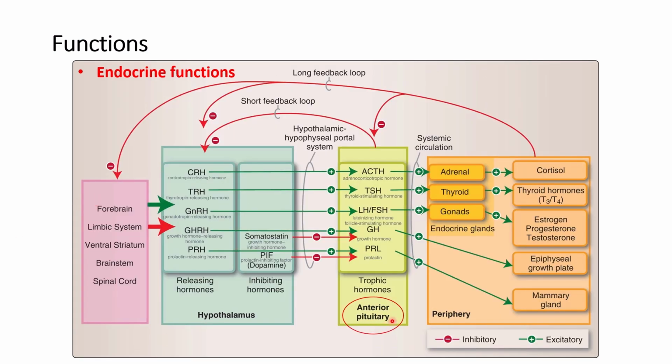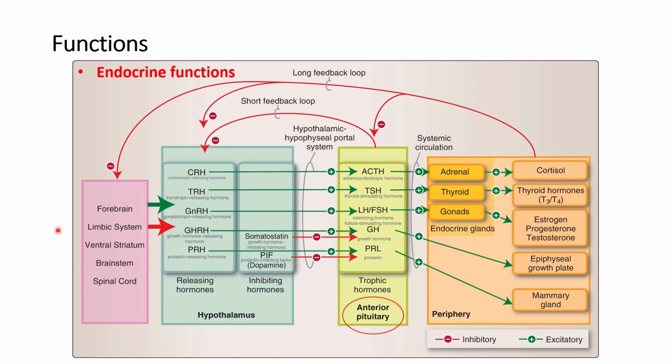This is for the anterior pituitary, so the hormones that are affecting the anterior pituitary. There are different parts of the brain that are involved in the function of the anterior pituitary gland: the forebrain, the limbic system, the ventral striatum, brainstem, and spinal cord, all of them depending on the function. It can be visceral function, it can be emotional response, it can be growth and development, metabolism. There are different reasons for it. So the different hormones can be released.